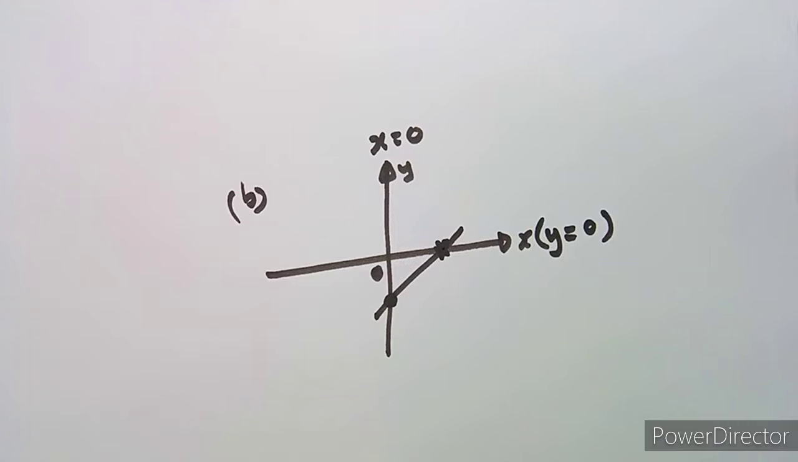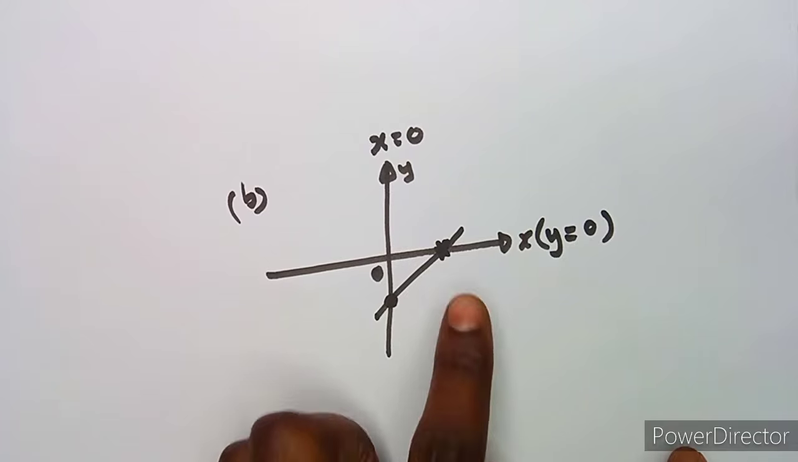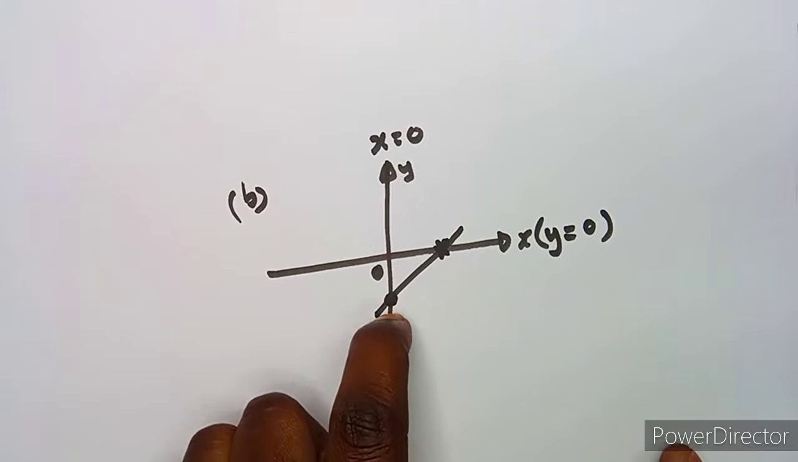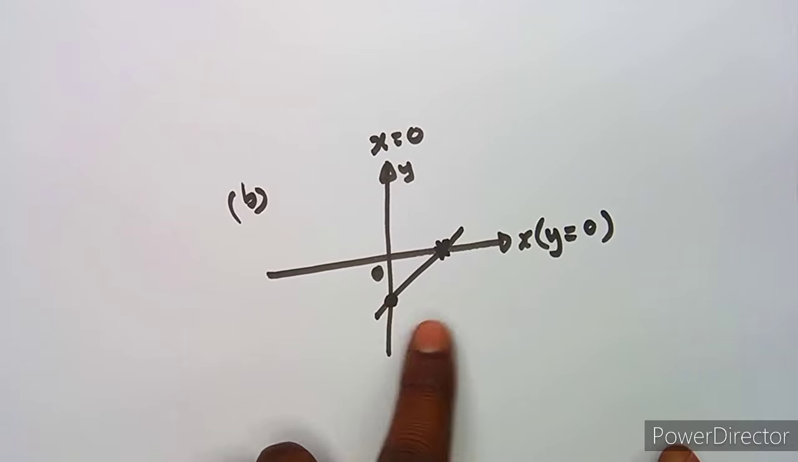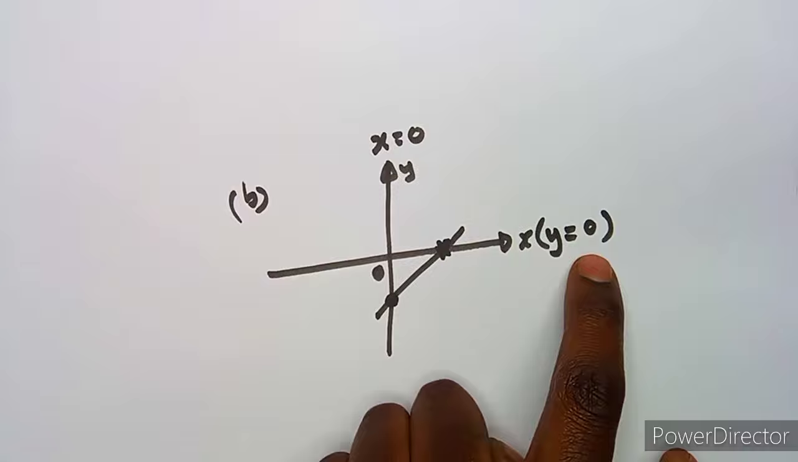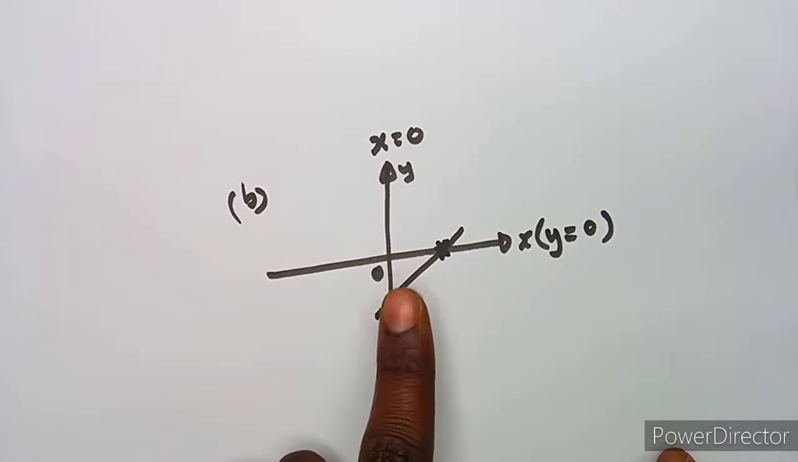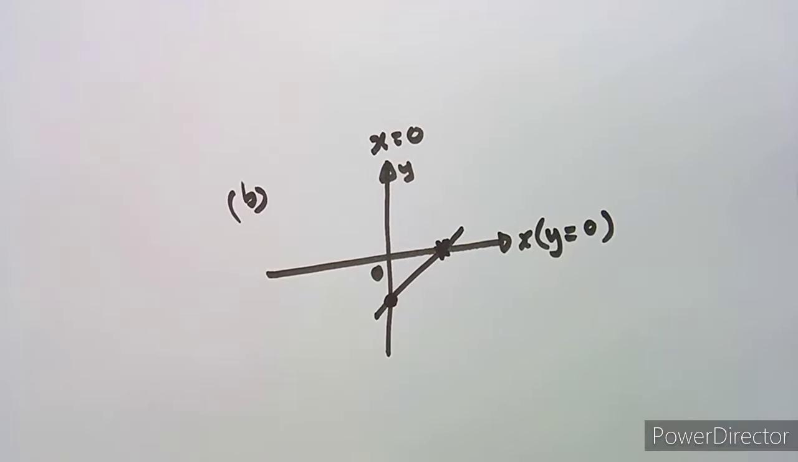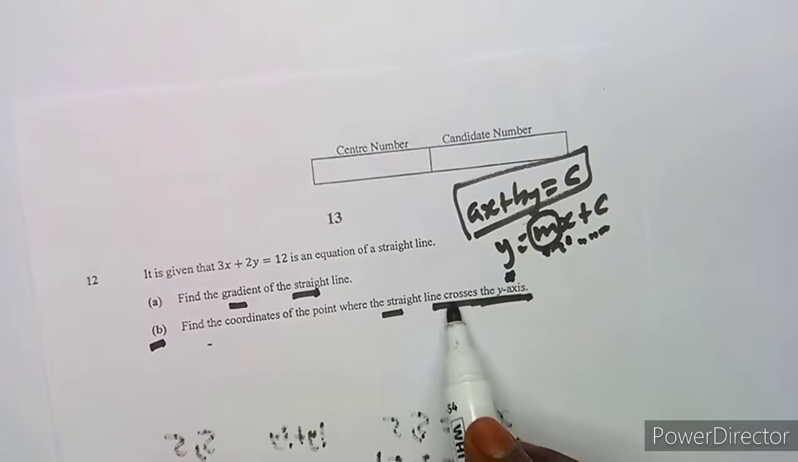So that is what is important. The intercepts that you are having, the x-intercept and the y-intercept, these are called the intercepts. In the x-intercept, y is equal to 0. In the y-intercept, x is equal to 0. So now they want us to find the coordinates where this point is going to cross the y-axis.